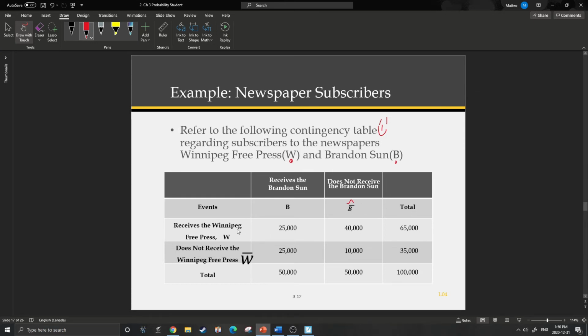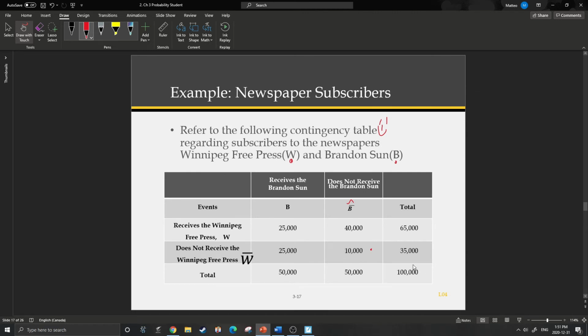So we have receiving the Winnipeg Free Press, given they receive the Brandon Sun, given that they don't, and then they do not receive the Winnipeg Free Press but they get the Brandon Sun, or they do not get the Brandon Sun. For example, this one right here, they're not receiving the Brandon Sun and they're not receiving the Winnipeg Free Press, so 10,000 people are not receiving either of those two newspapers.